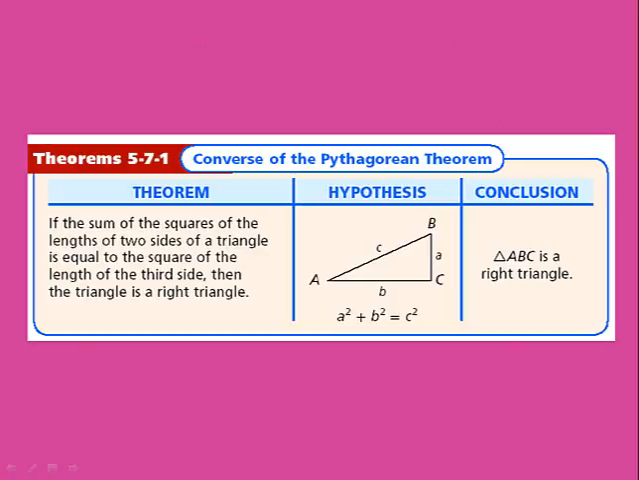So let's go ahead and talk about the converse of the Pythagorean theorem. You've all heard the Pythagorean theorem. You know that the legs squared equal the hypotenuse squared. The converse says that if the sum of the squares of the lengths of two sides of a triangle is equal to the square of the third side, then the triangle is a right triangle. So if you plug these numbers in and the left side of the equation equals the right side of the equation, then you can say that this triangle is a right triangle.